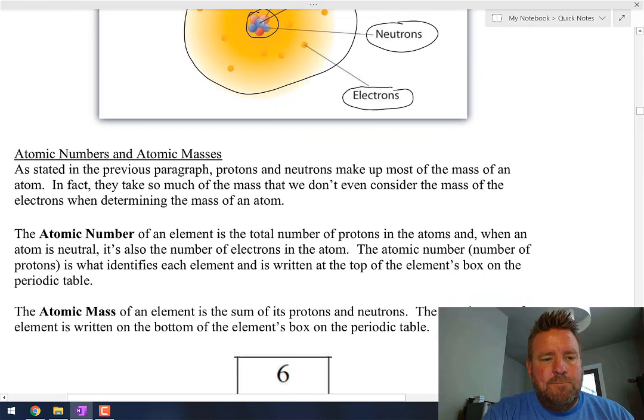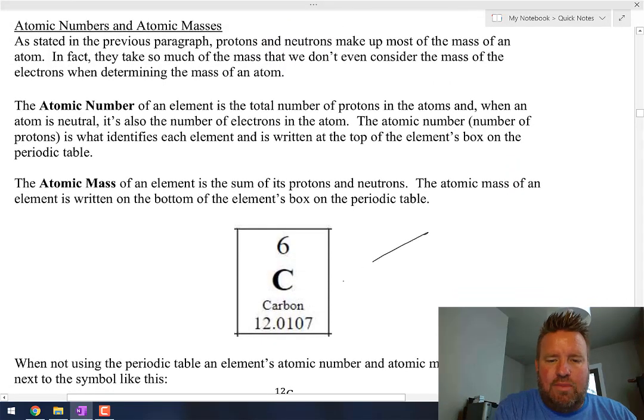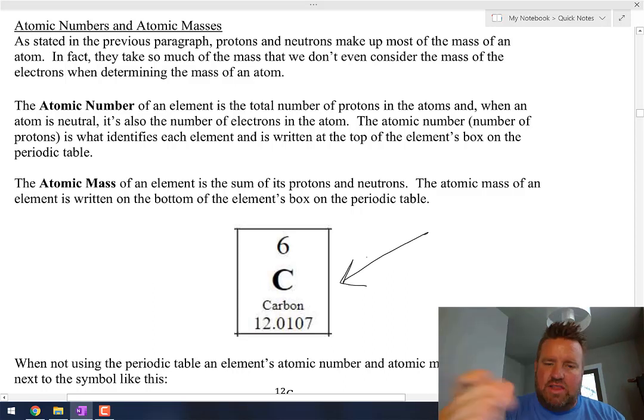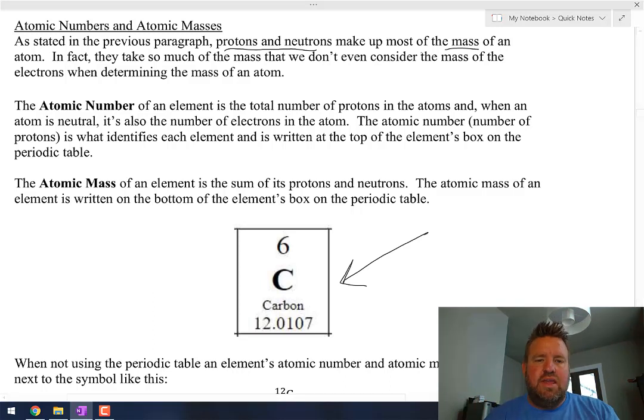Okay? Now, using that information, we can actually look at an element on the periodic table. And you guys hopefully saw at the beginning of this module, there is a periodic table there for you to use. I simply pulled this from that periodic table. Okay, so as we said earlier, protons and neutrons make up the mass of the atom. And again, they take up so much of the mass that we don't even consider the mass of the electrons. Because again, they weigh 2,000 times less. Okay, it's like a little piece of lint lands on my hand and then I go weigh myself again. Is that going to change how much I weigh? No, of course not. Okay?